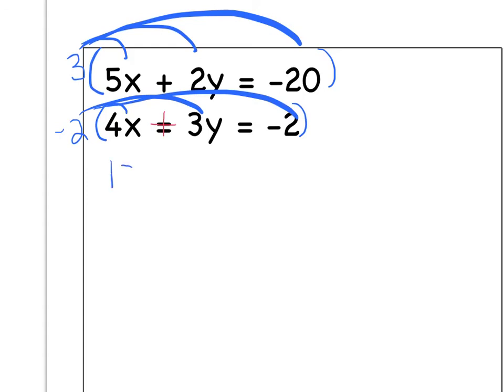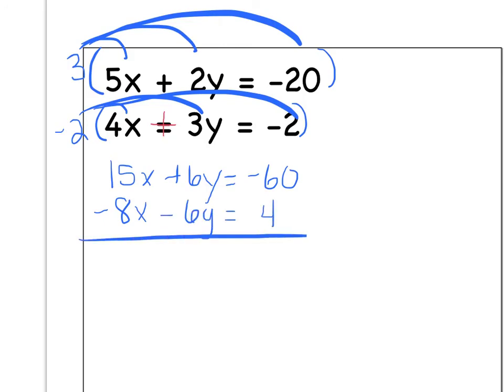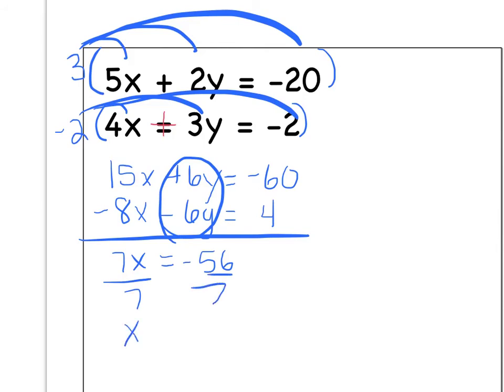So I'd have 15x plus 6y equaling negative 60, and on the bottom I'd have negative 8x minus 6y equaling 4. So I have 7x, if this is eliminated, equals negative 56. Divide by 7, and x equals negative 8.